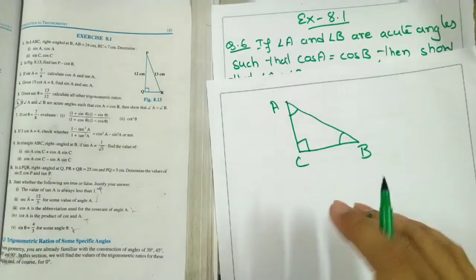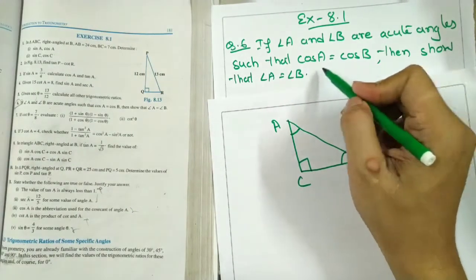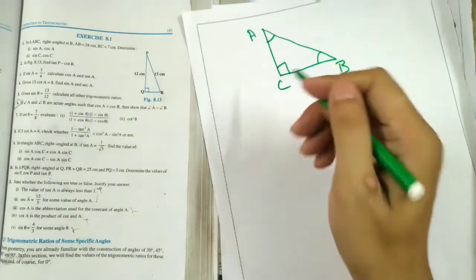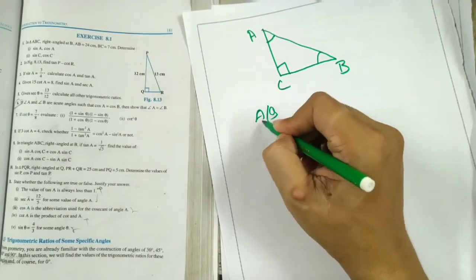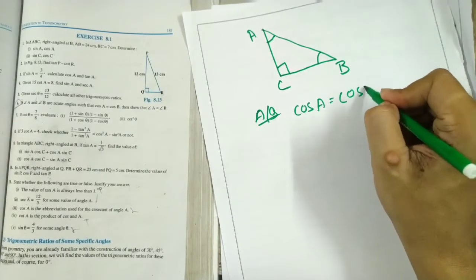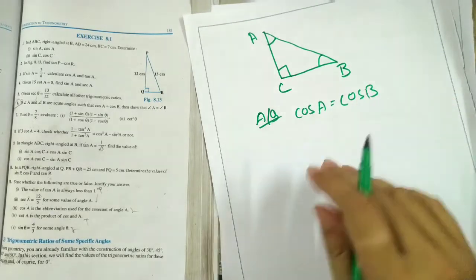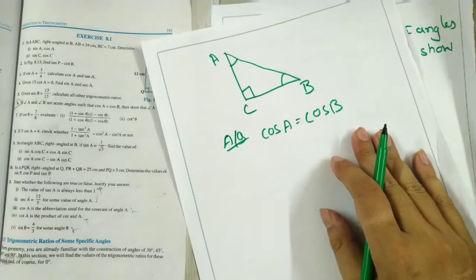And what is given here? One more thing is given. Here cos A is equal to cos B. Okay, so according to question, cos A is equal to cos B. Okay, now see what we have to prove. We have to prove angle A equal to angle B. Okay, so now we can prove it.